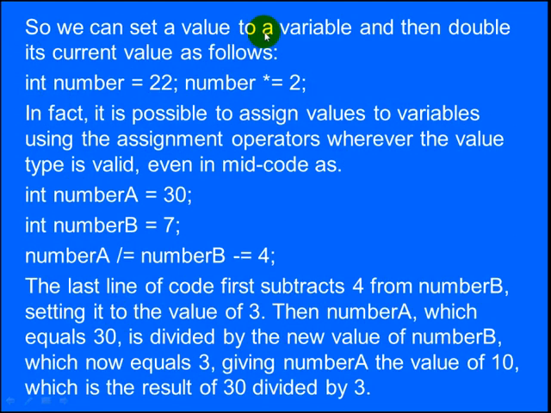So we can set a value to a variable and then double its current value as follows. One more example is taken here. We have a variable number of data type integer, and 22 is assigned to it. If we write number star equals 2, it means that we are multiplying the current value of number by 2 and assigning it to number. So the value of the number variable will be 44, since 22 multiplied by 2 equals 44.